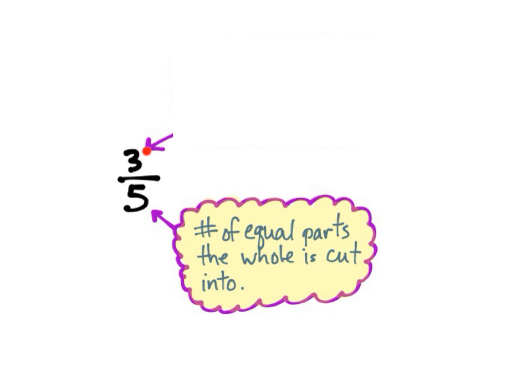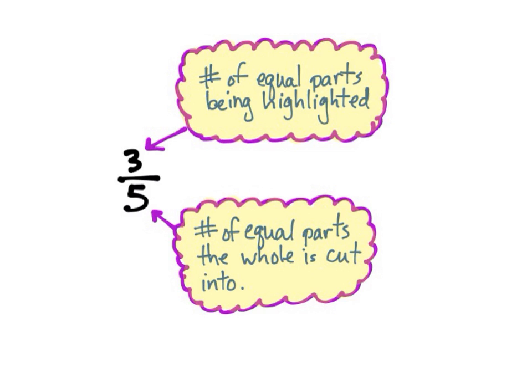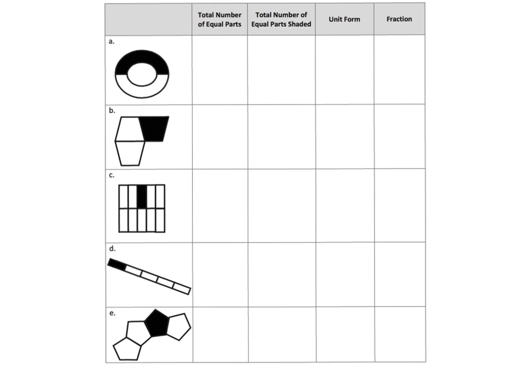And what does that top number, in this case the 3, mean? It's the number of equal parts being highlighted or shaded or eaten or what's left over. Okay, so that's our review. Let's get going. So here we're being asked to identify the total number of equal parts, the total number of equal parts that have been shaded, and then the unit form and the fraction. Okay, so what does that mean?